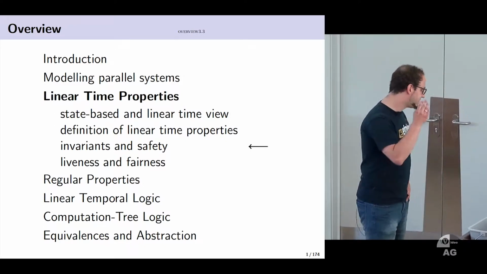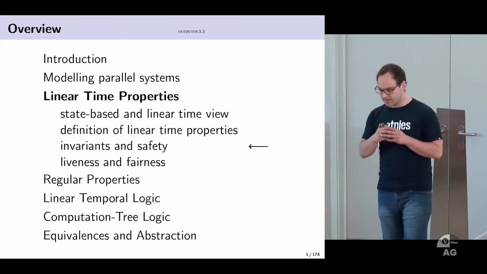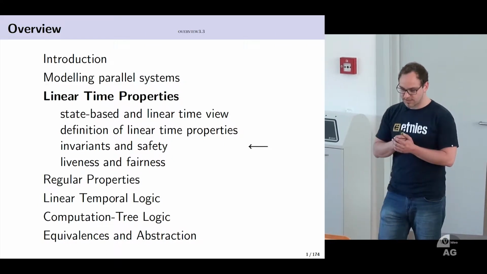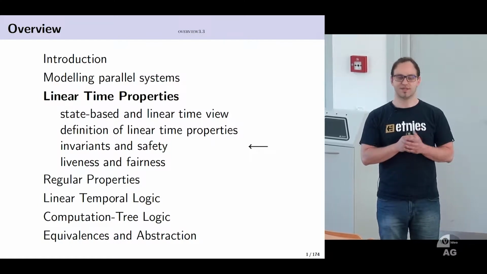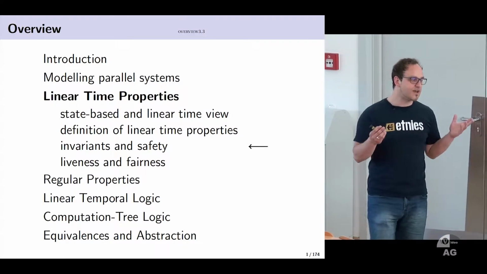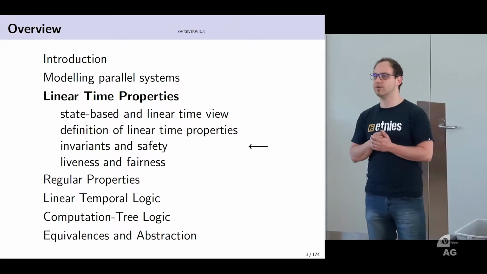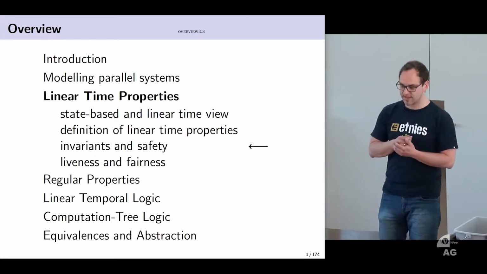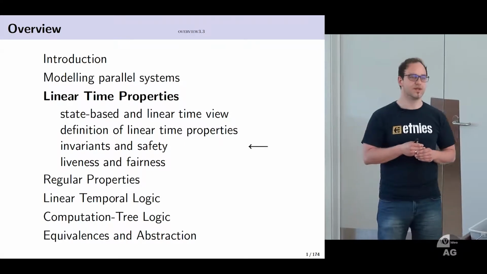So just to shortly recap, a linear time property is a set of infinite words, and the alphabet is the set of atomic propositions. So every character is a set of atomic propositions, and they kind of specify what are the allowed behaviors of my transition system. And we say that a transition system satisfies a linear time property if all of its traces are included in the property.